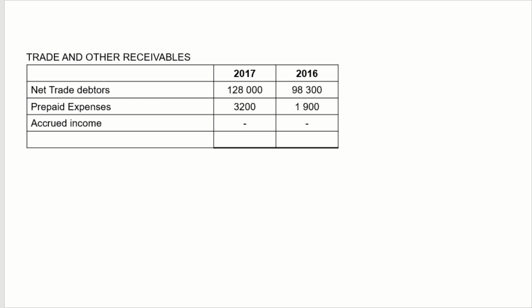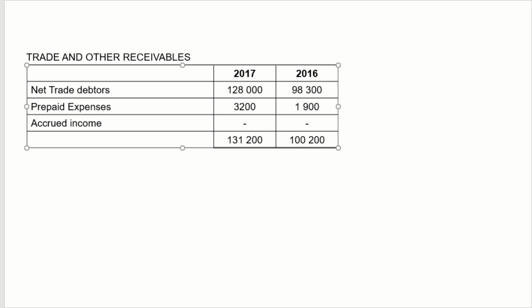All right, I know someone is probably asking, why don't we include it? That is just because we already have the income taxation paid note. Okay, so we don't include tax on the trade and other receivables note. All right, so adding all these together, we have 131,200 rands, and on 2016 we have 100,200 rands.